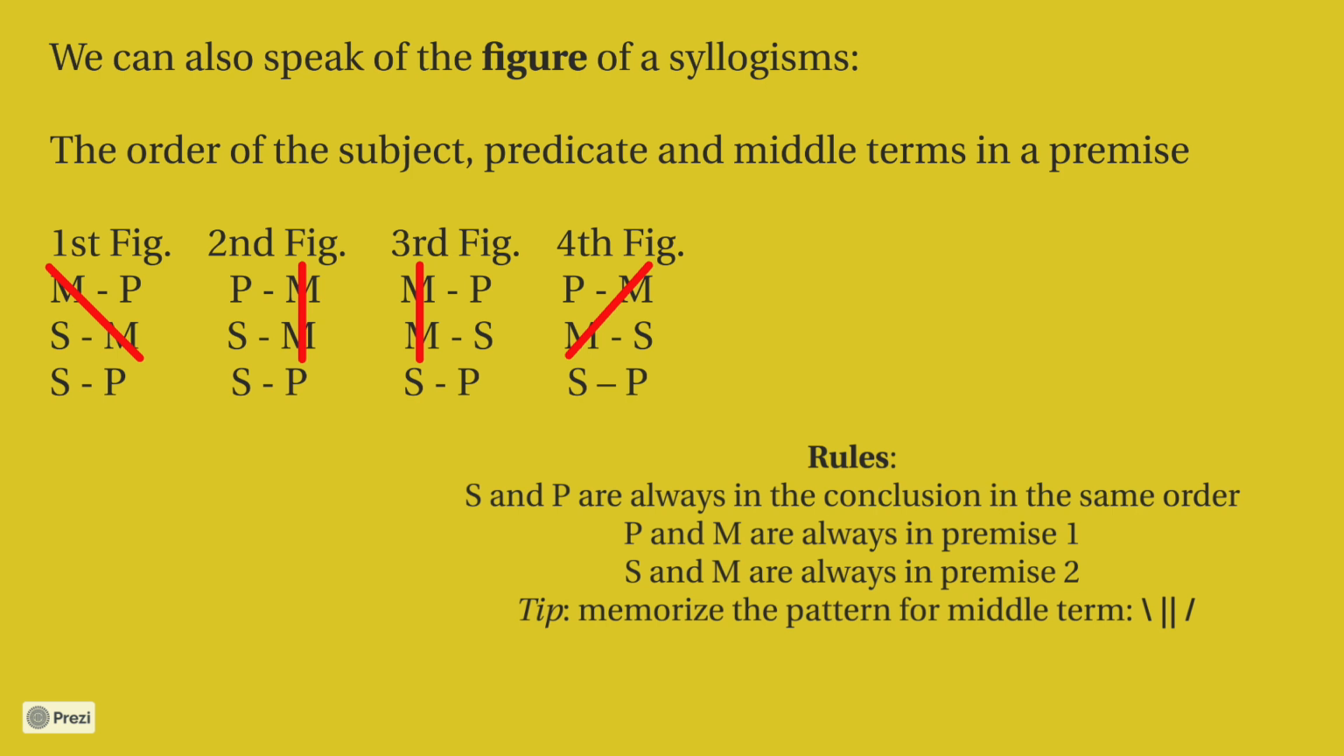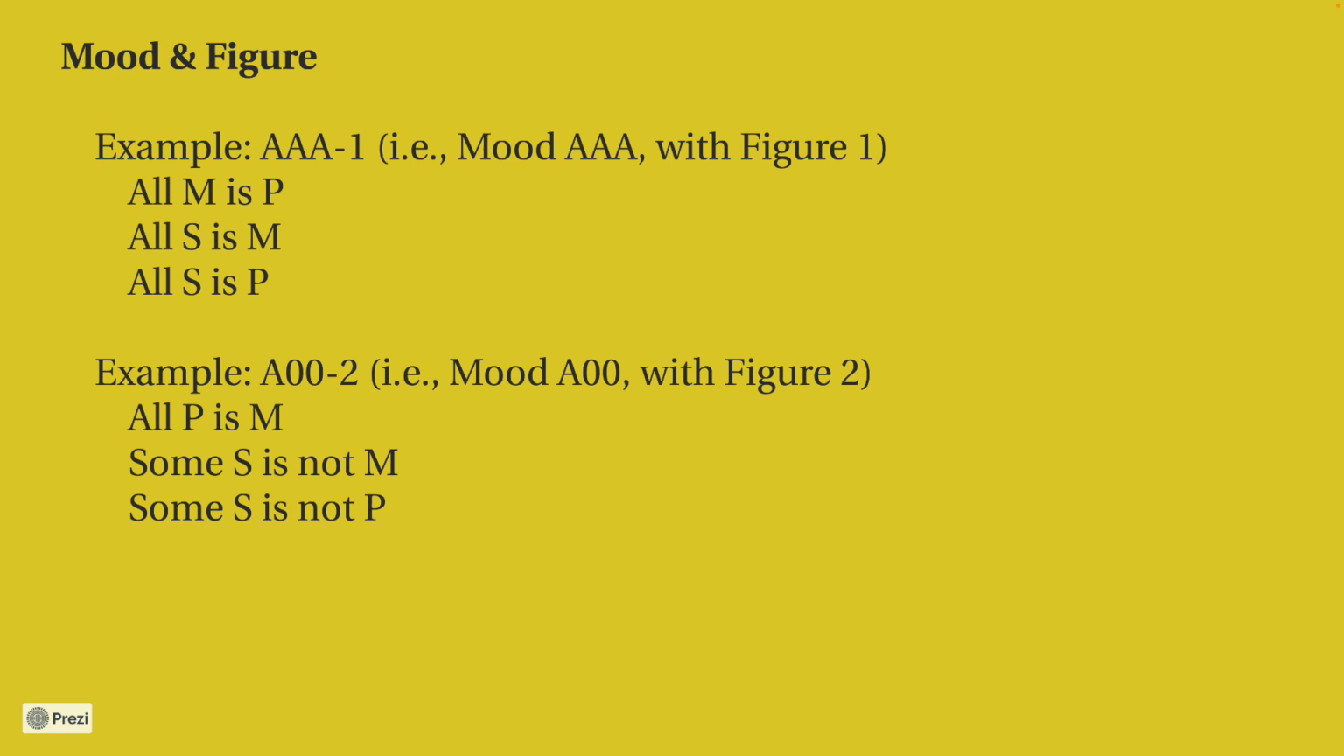You'll notice that in the second figure, both middle terms align, and they align at the end of the proposition. In figure three, they align at the beginning of the proposition. Perhaps this will help. So now we need an example where we speak of mood and figure together. Consider the argument form, all M is P. All S is M. Therefore, all S is P. Here, our mood is A. They each come in the form, all X is Y.